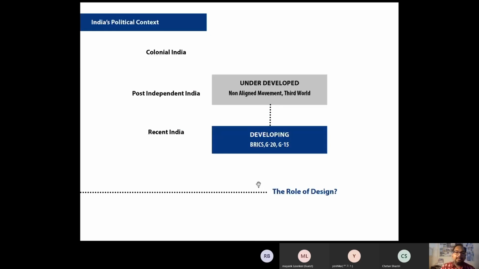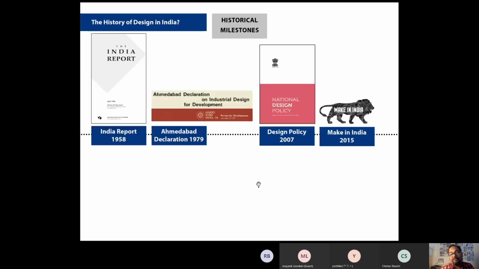If you see India's political context, people who are not from India often see India as a developing nation. But a few decades back, it was not the same. We were very new, and then there have been several shifts, visible in terms of our alignment, whether it's BRICS or G20, G15. So one wonders, as a designer, what is the role of design in this, or is there a role of design in this?